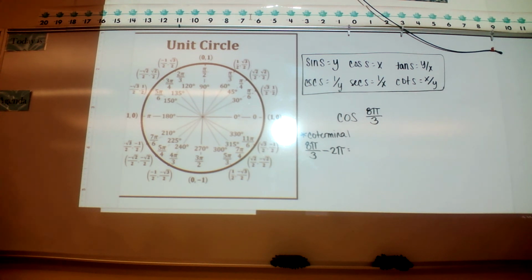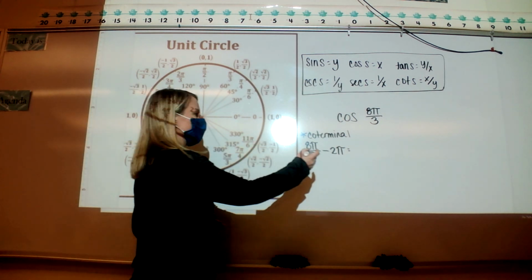Okay, so I just grabbed my calculator, and I'm going to do 8 pi over 3. So I'm just doing 8/3. Remember, I don't put the pi in the calculator. And I'm going to subtract 2. And I'm just going to see what that comes out to. And it should come out to 2/3. So this would be 2 pi over 3.